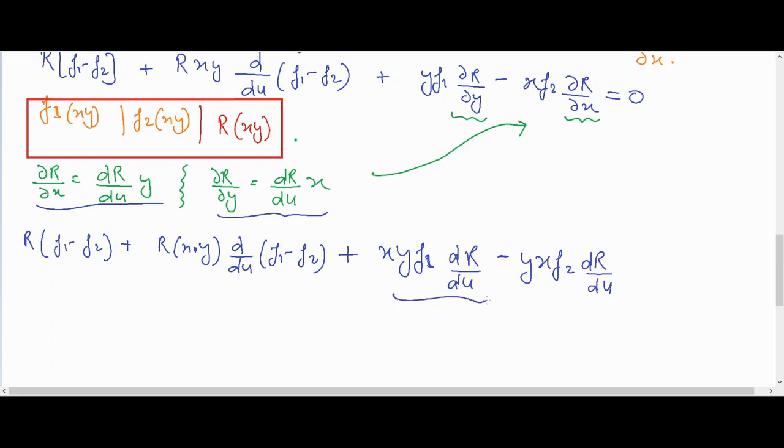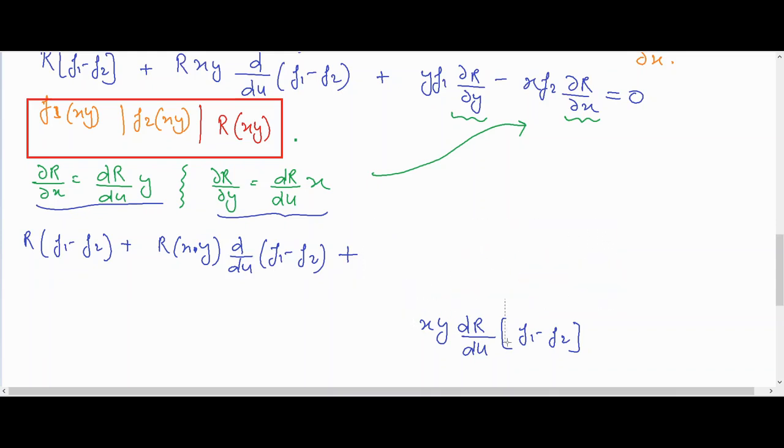So again in this term you can see that we can take xy and dr by du common, and what we are left with is f1 minus f2 inside, right? So let's replace this exactly with what we just simplified it to. So let's take this and put it here.